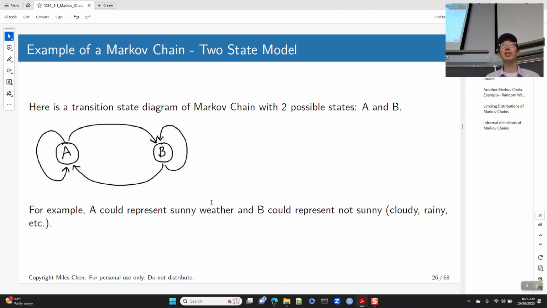So I guess this could be like California, all right? Sunny weather will be state A, and if it's anything other than sunny, so whether it's cloudy, rainy, or overcast, something that's not sunny, we'll call that state B. And we can treat this kind of like a Markov chain, right?